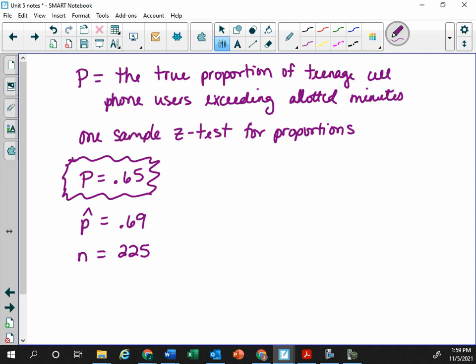All right, then we can write our null and alternative. What do you think the null is? Good. Capital P equals 0.65. And what is our alternative this time? There you go. P is greater than 0.65. You with me so far, guys? All right, what's next on our to-do list?